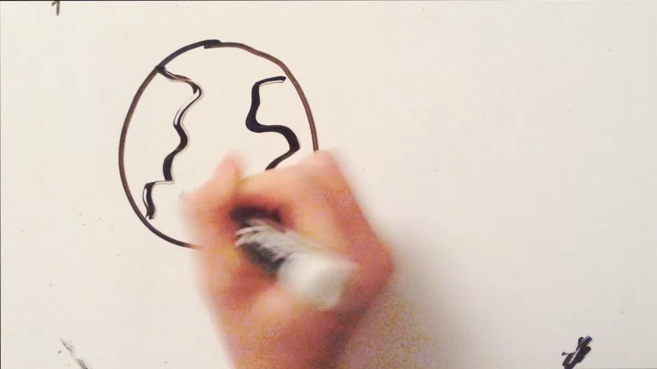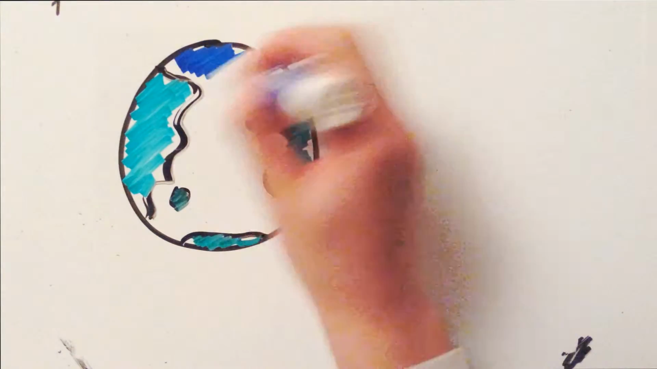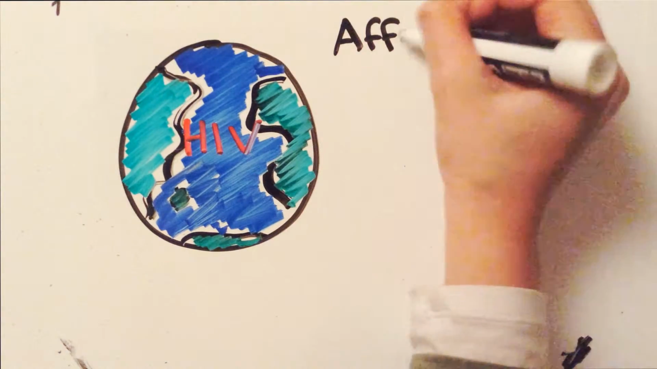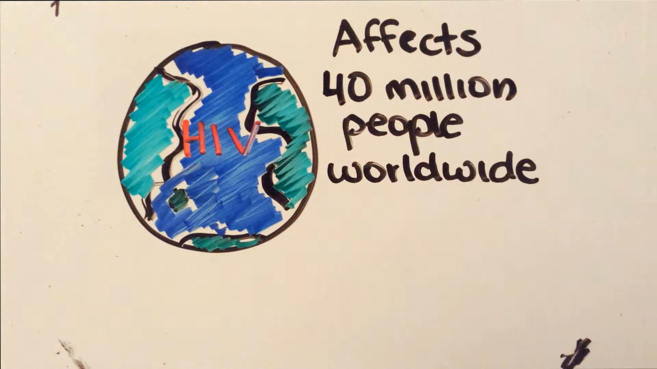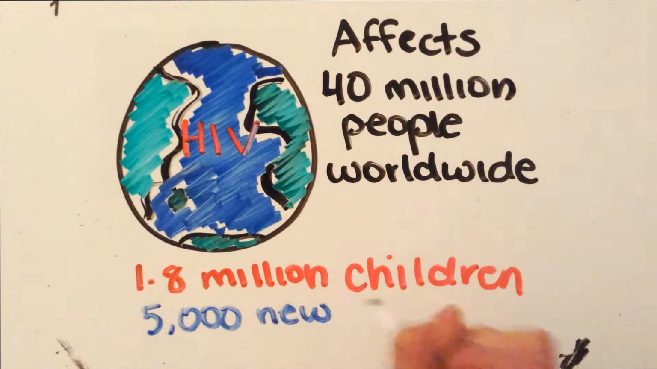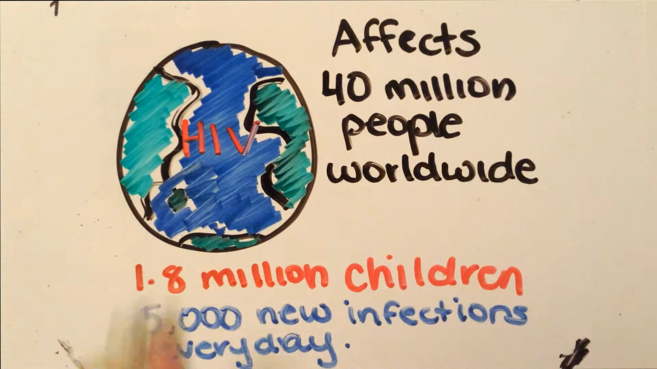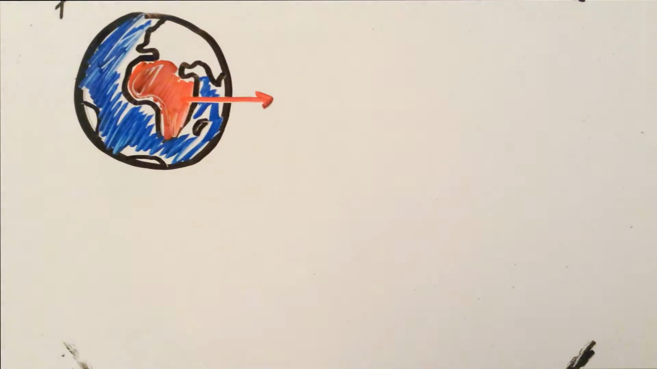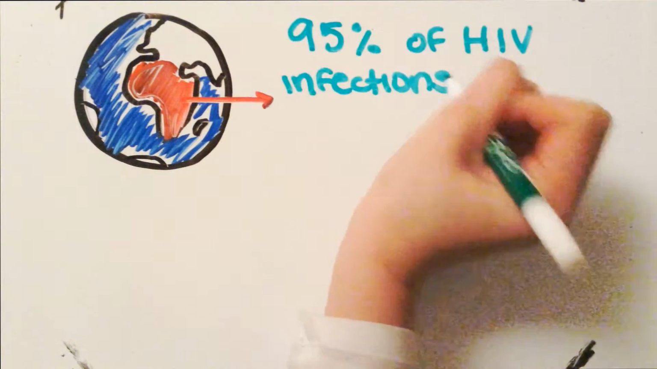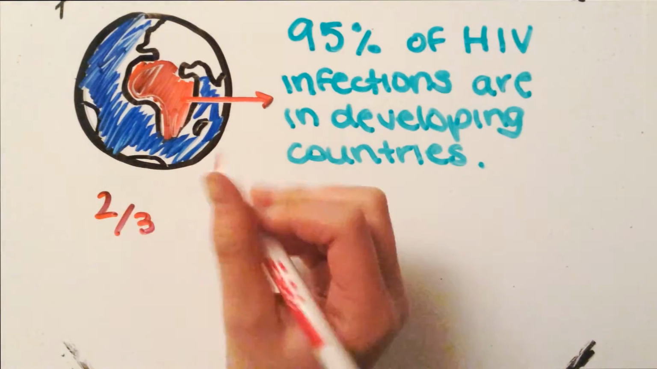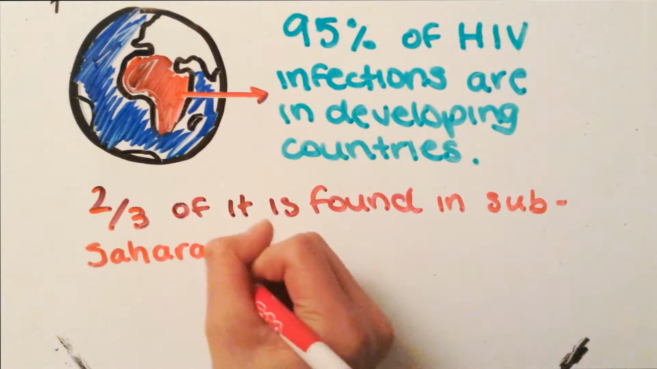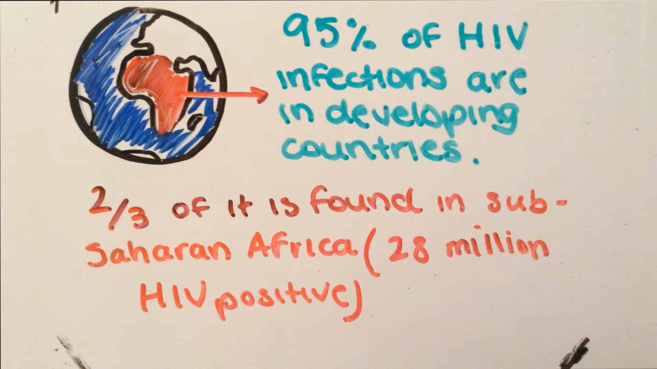Today, HIV has reached every corner of the globe, although some regions are more heavily affected than others. There were approximately 40 million people worldwide living with HIV and AIDS in 2017. Of these, 1.8 million were children, and it has been estimated that about 5,000 new individuals are infected per day. A staggering 95% of HIV-infected individuals live in developing countries, where 2/3 of them are found in sub-Saharan Africa. There, over 28 million people are thought to be living with HIV.